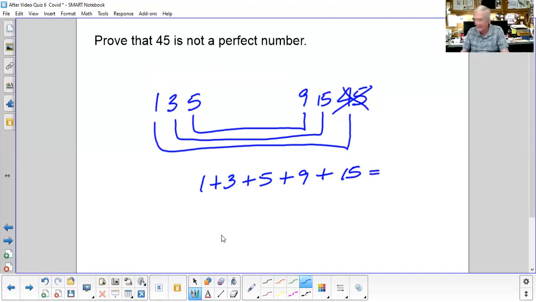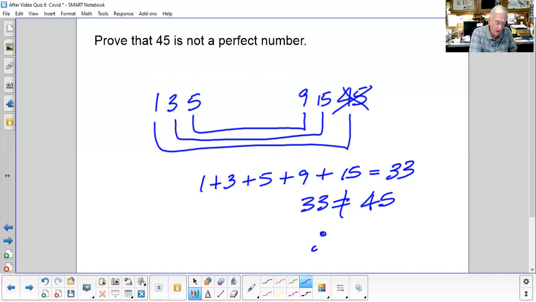Well, I'll go back here. My adding machine's right here. 1 plus 3 plus 5 plus 9 plus 15, and I get 33. Well, 33 ain't equal to 45, right? Therefore, this number ain't perfect, right? This number is definitely not perfect, okay?